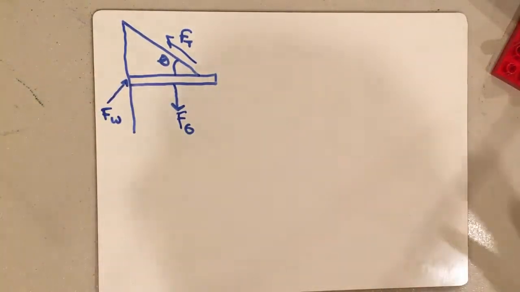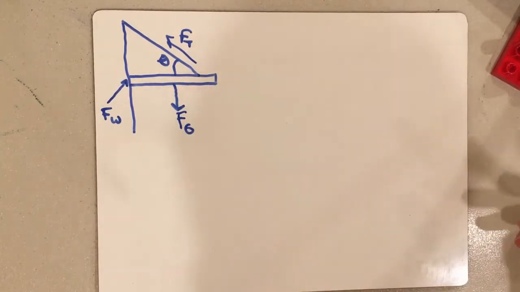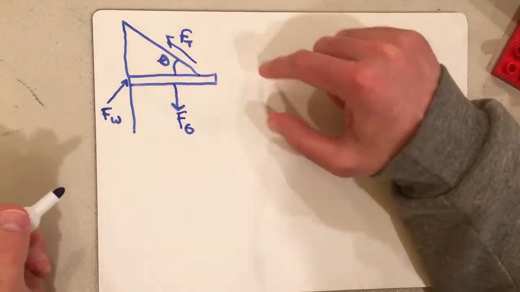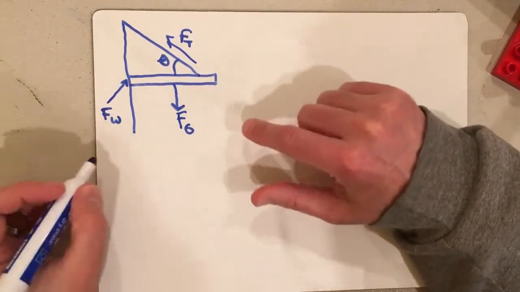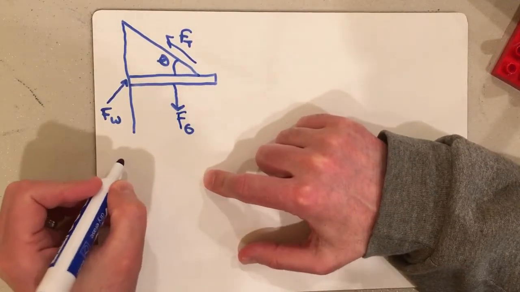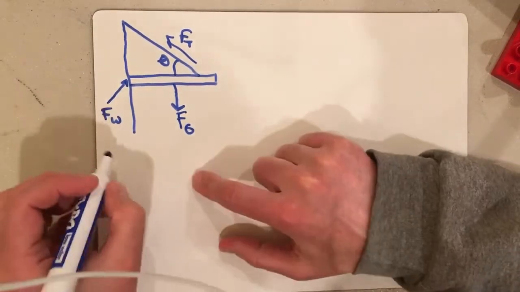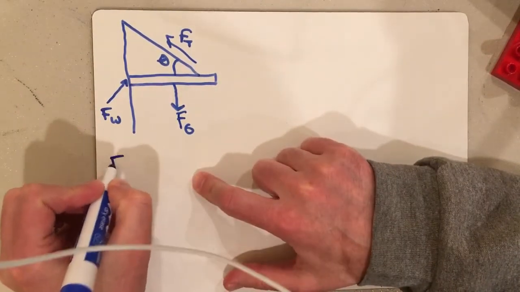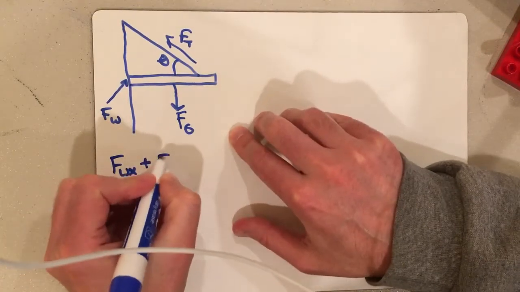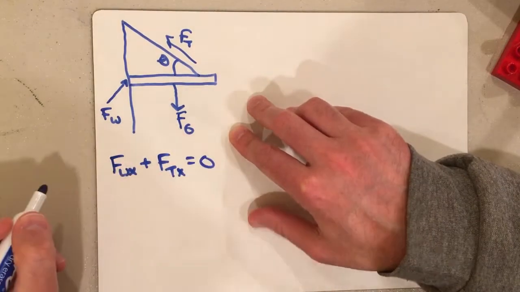Now, this force might be a normal force. It might be a combination of normal force and static friction. I don't know. I don't need to know. I just know there has to be something acting there. So let's set up Newton's second law. We'll start with the x direction. We've got two forces that have an x component. We've got Fwx plus Ftx. That has to equal 0.